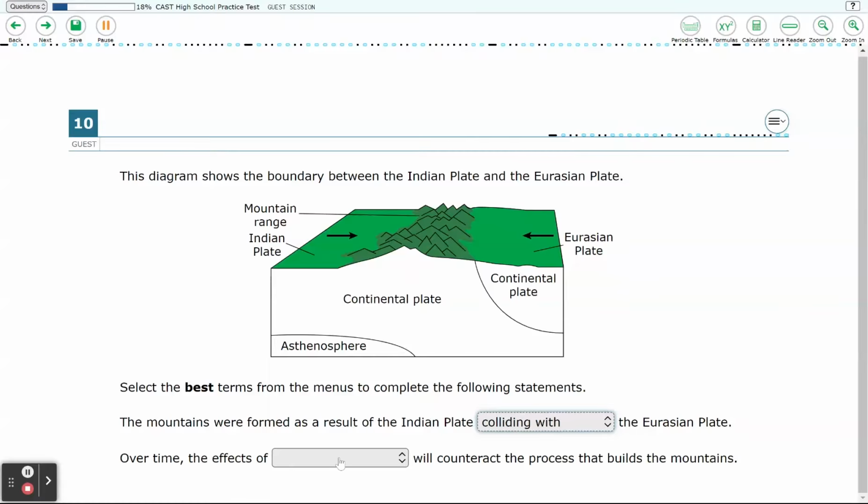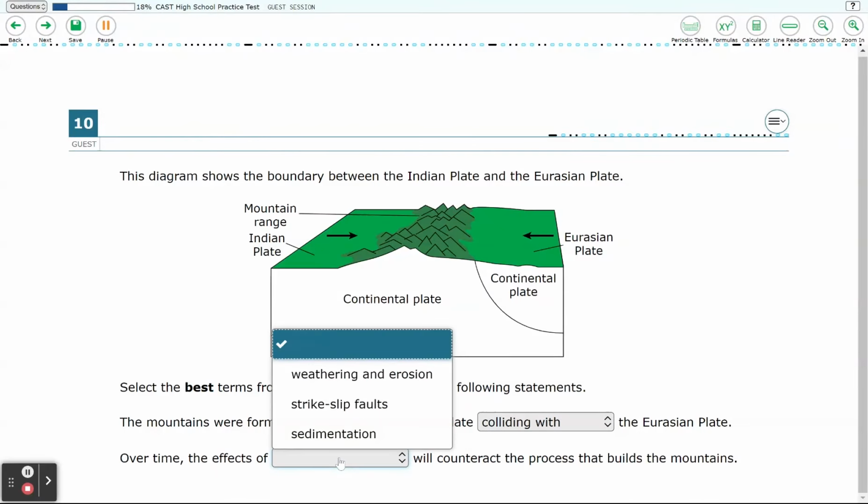Then over time, the effects of... so we want to think of something that's going to be the opposite of building up the mountains. Strike slip faults deal with situations where things are sliding past each other, so that's not going to wear away the mountain. Sedimentation is when little bits of sand and rock end up somewhere and they build up the land there, not break it down. Weathering and erosion.